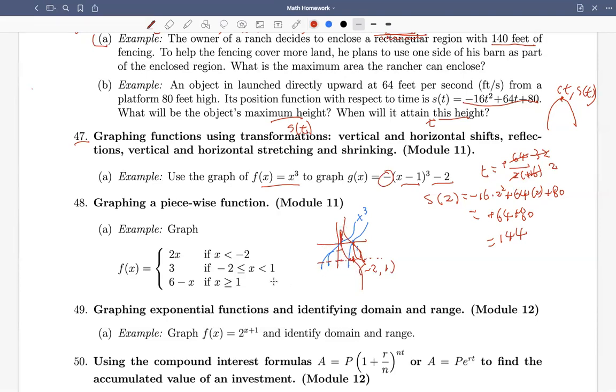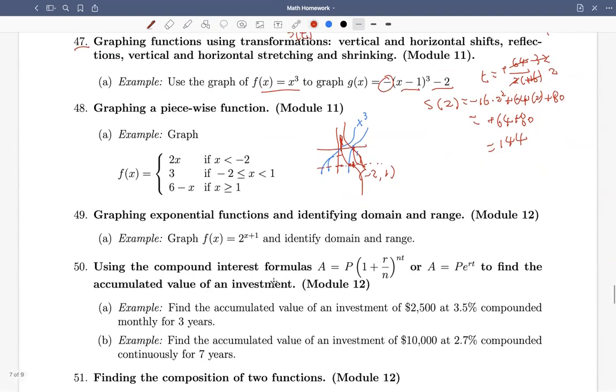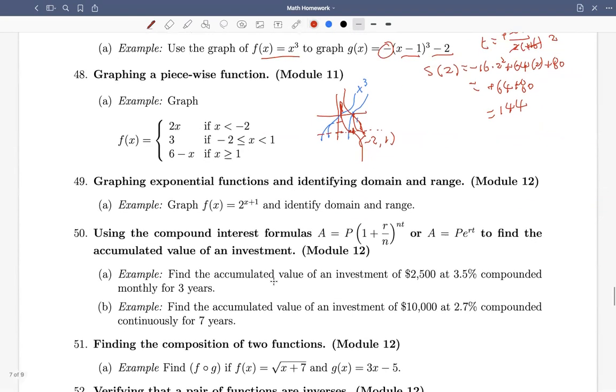Now, piecewise function. Piecewise function means the function is split into a couple of parts. But in this case, it's split into 3 parts. Let me erase this. I need space. Getting back to my pen. So you see the domain is split into 3 parts, x less than negative 2.